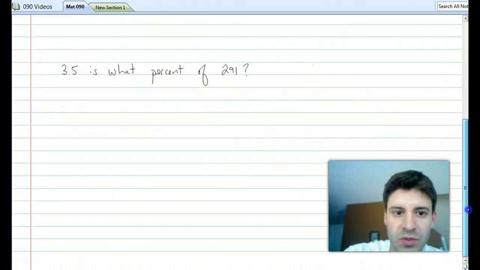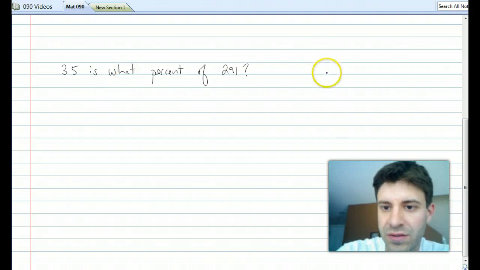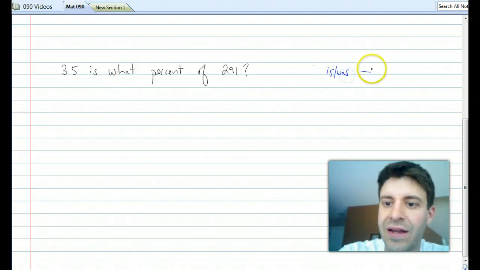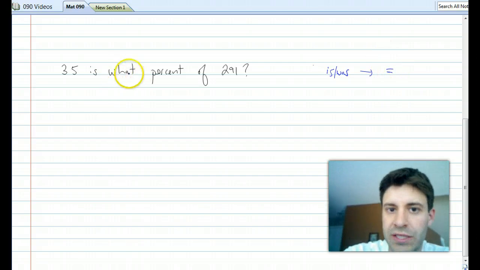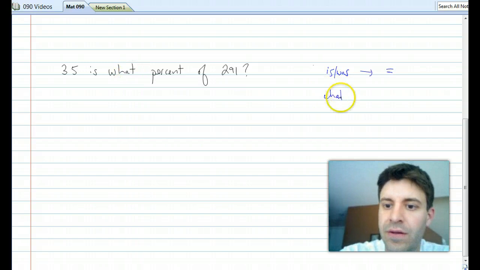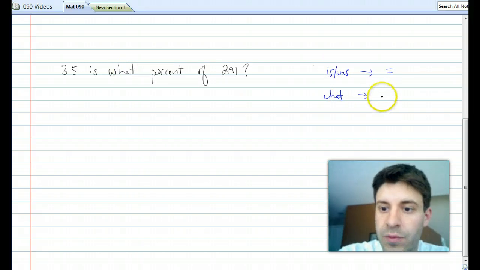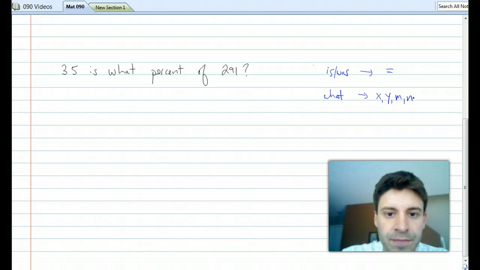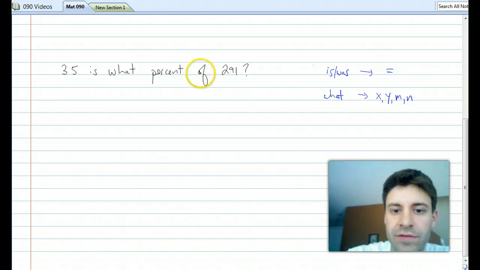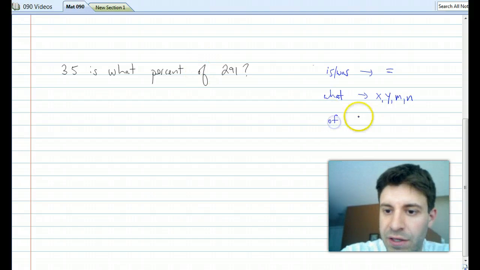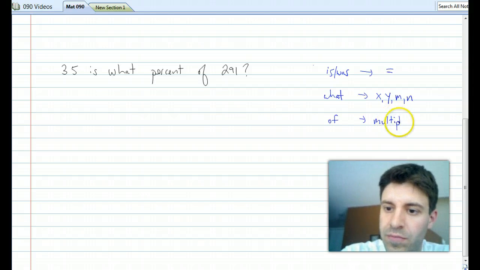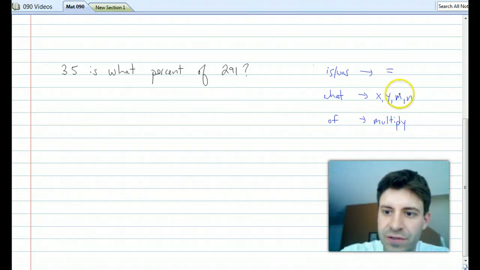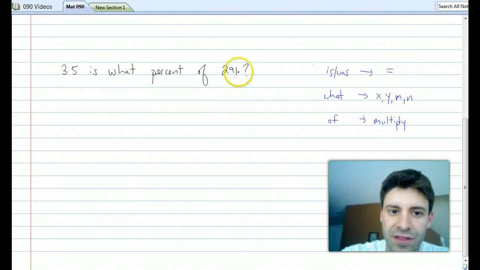Off to the side here, anytime you see is in an equation, or was, or something like that, that's going to convert to an equal sign. Anytime you see the word what or which or something like that, that's going to convert to your variable. And your variable can be anything you want it to be, x, y, m, n, whatever letter you decide. Anytime you see the word of in a word problem, that's going to be converted into multiplication. So I'll just write the word multiplication.